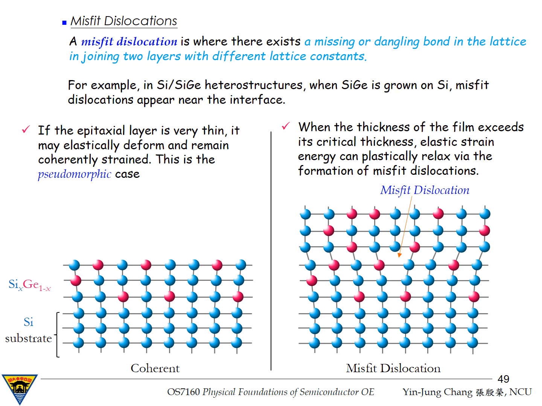So you can see the progression illustrated in the diagram. If the film is very thin, it remains coherently strained and no dislocations are present. As the film becomes thicker than the critical thickness, dislocations appear at the interface and the lattice mismatch begins to relax.